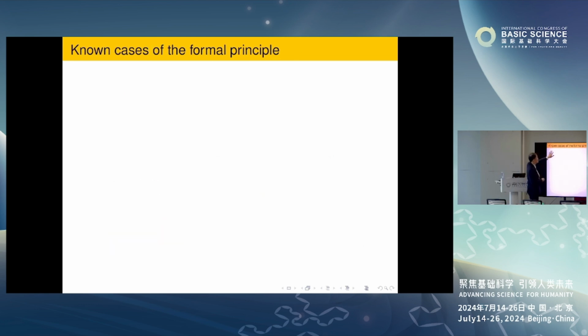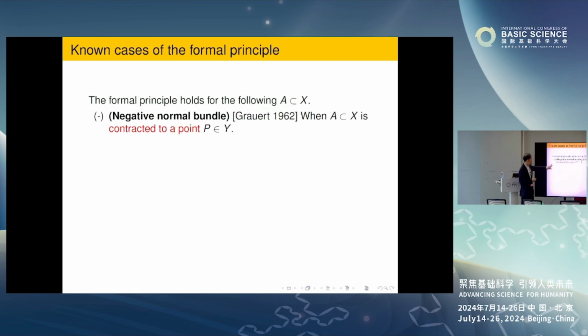But on the other hand, there are many cases where the formal principle is known. So here are the cases where the formal principle is known. First, the negative normal bundle case. This is the origin of the problem, Grauert. When the submanifold can be contracted to a point, like a -1 curve, then the formal principle holds. Actually, in this case, just the normal bundle determines the neighborhood. This is one of the exceptional cases where the normal bundle determines the neighborhood of the manifold.